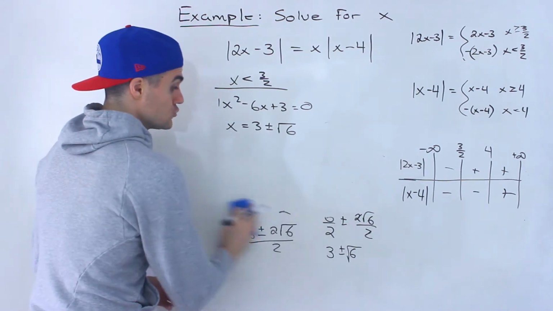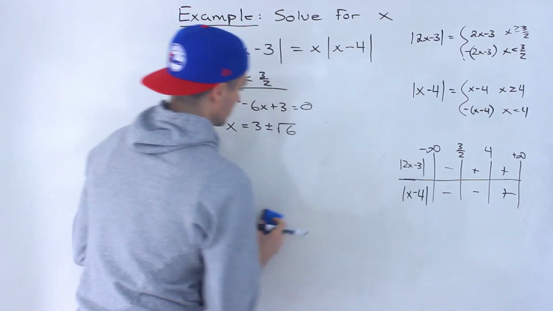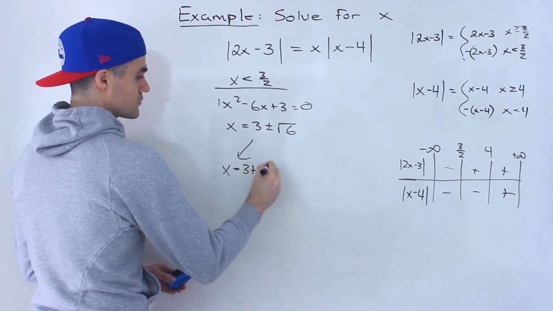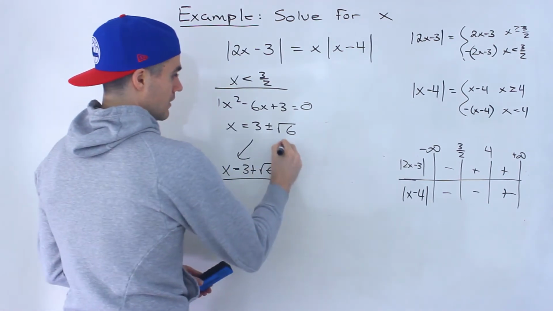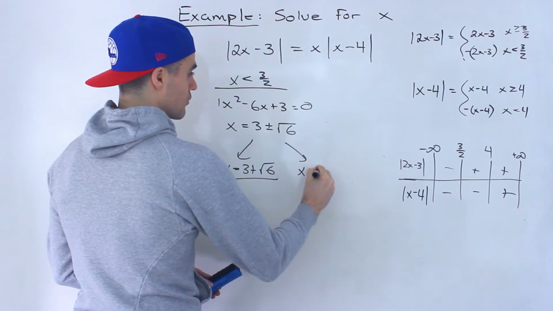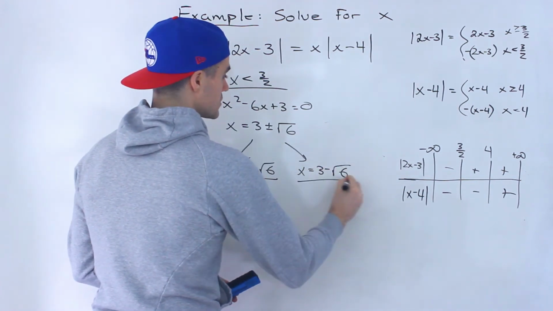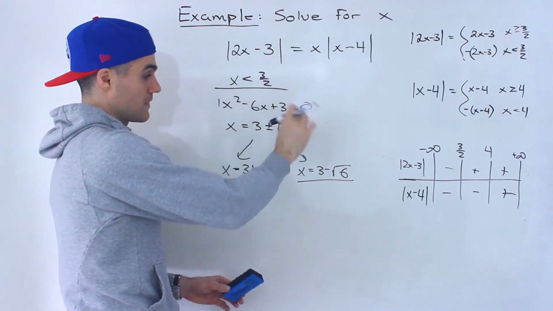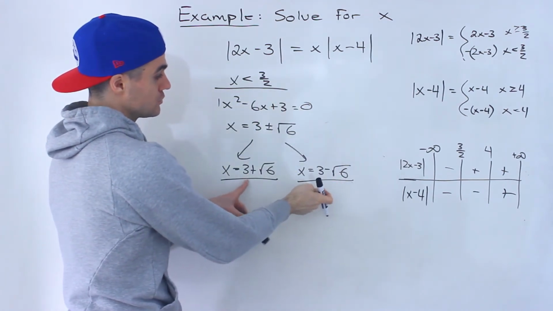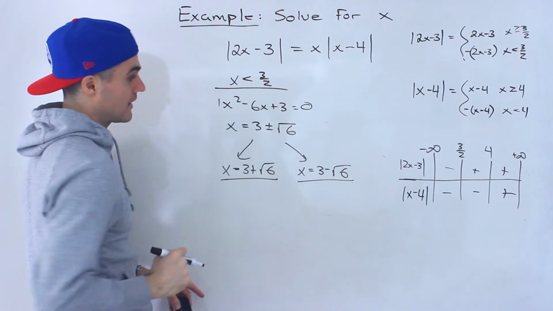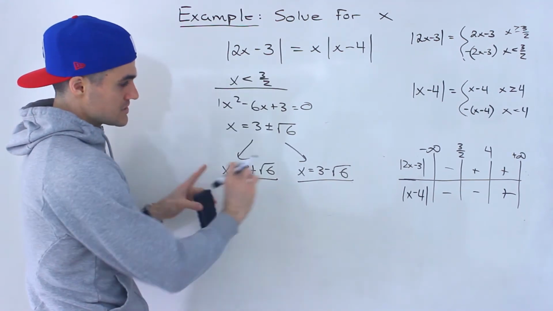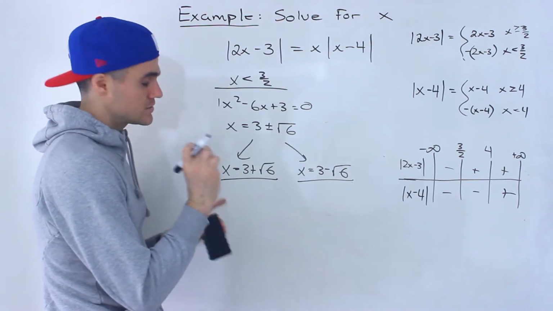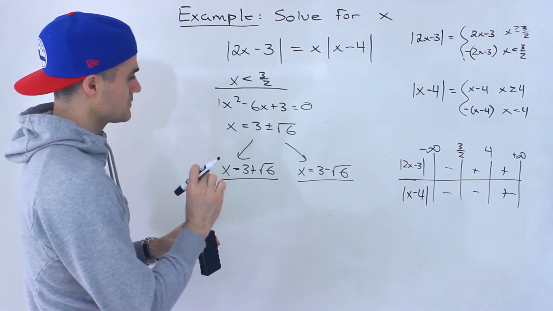Right, so notice we got two solutions. We got x equals 3 plus root 6, and then we got x equals 3 minus root 6. So those are the solutions to that original equation that we wrote here. But then we have to check, are these solutions within that interval right there? And notice these are exact values. We got this square root of 6. So if you're not using a calculator, this could sometimes be tough to deal with.